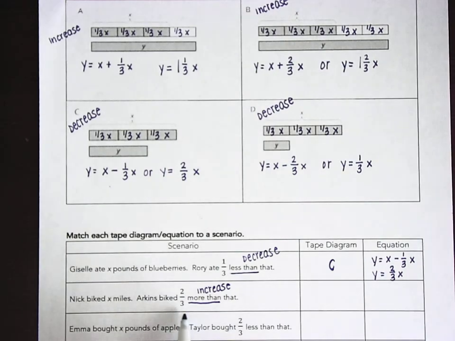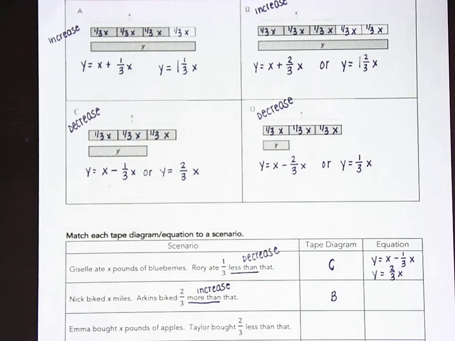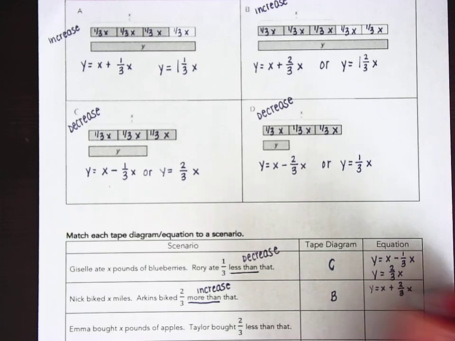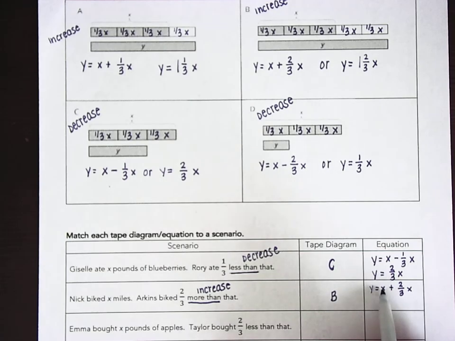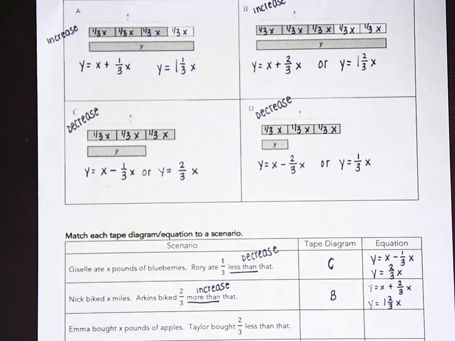So if Arkins biked 2/3 more than that, we know we're adding 2/3 of what Nick biked to what Nick biked. So when I look up here, I see in tape diagram B, we're adding 2/3 of whatever X is. So we're adding 2/3 of whatever Nick biked to find what Arkins biked. Our equation, y is equal to x plus 2/3 x, tells us that Arkins biked whatever Nick biked plus 2/3 of what Nick biked. Or we can say that Arkins biked 1 2/3 of what Nick biked.